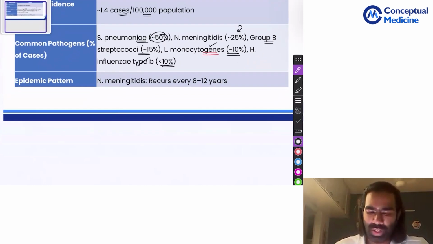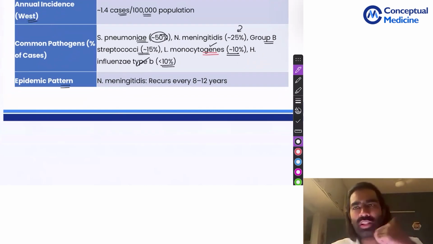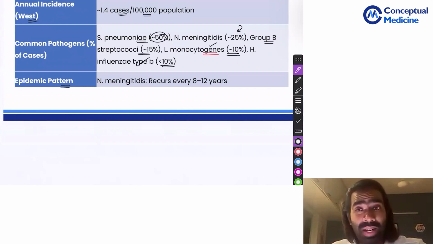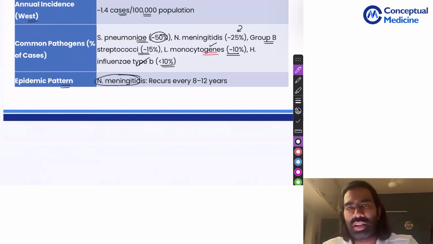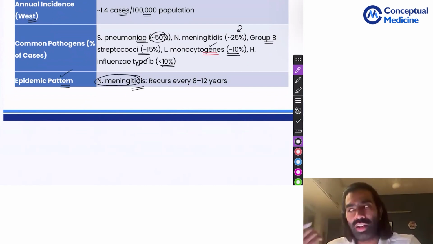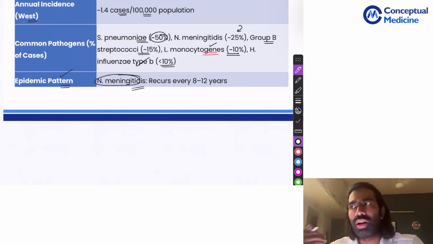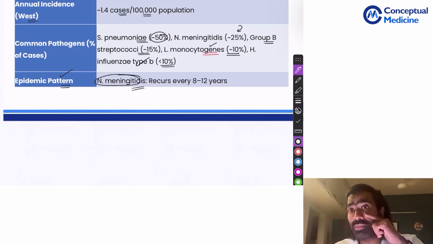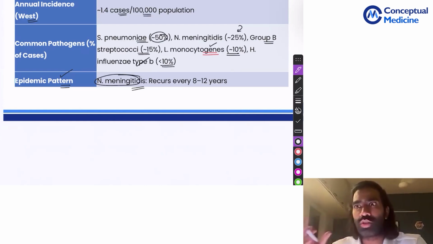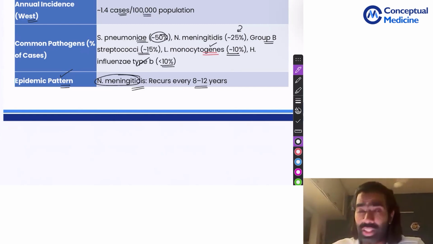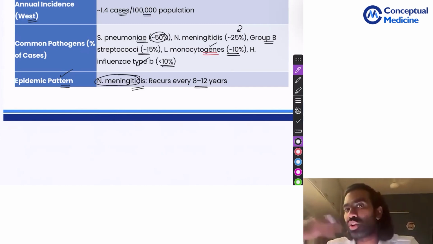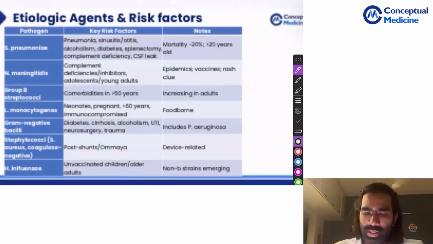So epidemic-wise, if you ask me which bacterium is going to present in that way, it's going to be meningococcal meningitis. That is, Neisseria meningitidis causing meningitis is going to present in an epidemic pattern, especially in those adolescents and young adults who have recently left the home or entered hospitals and dormitories or sometimes in military recruits. Because it's going to occur in people in closed communities. So Neisseria meningitidis, and these epidemics have an interesting pattern. They're going to recur once in 8 to 12 years.